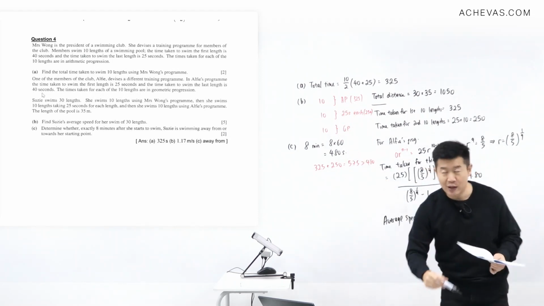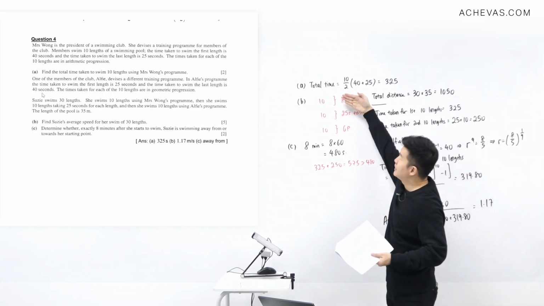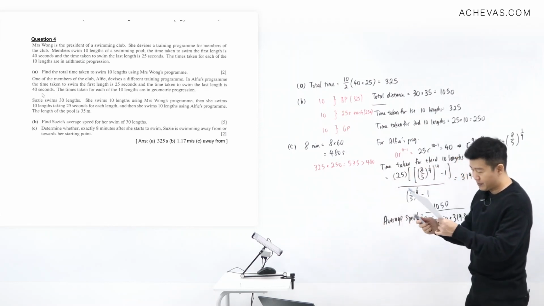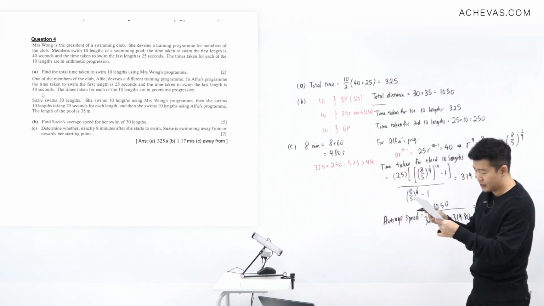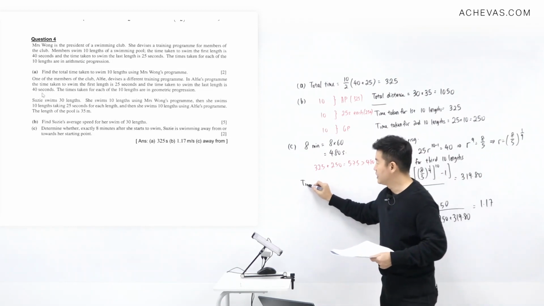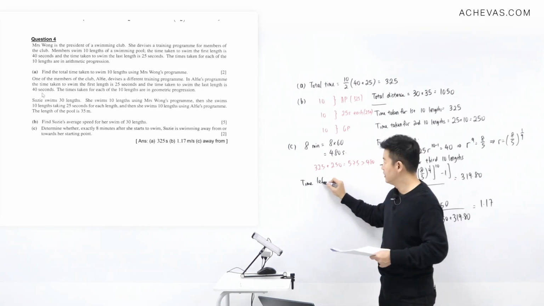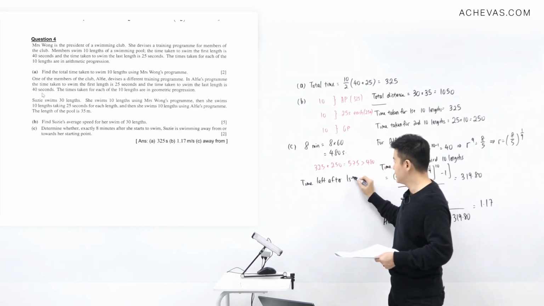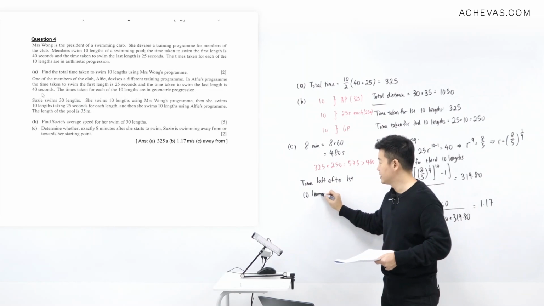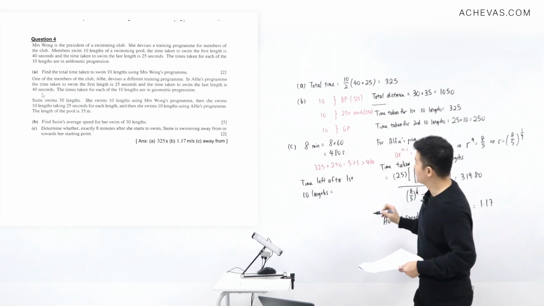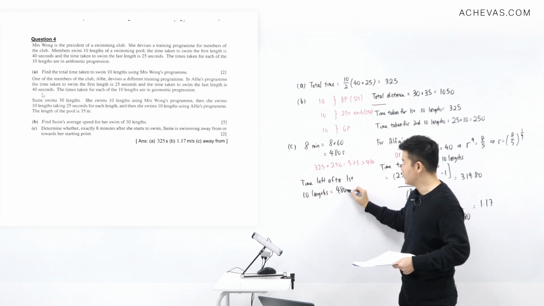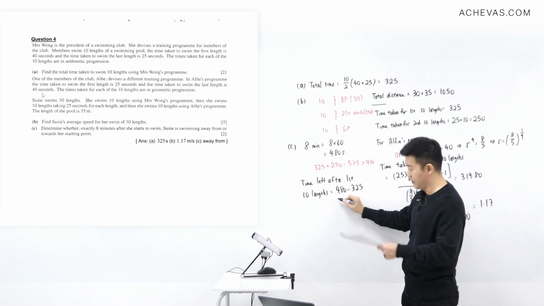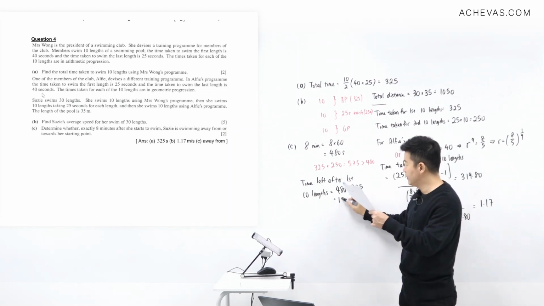So what I'm going to do is find out the time left when Susie moves into the second portion. Let me write it down. The time left after the first 10 lengths is going to be equal to 480 minus the time taken for the first 10, which is 325. This is equal to 155.